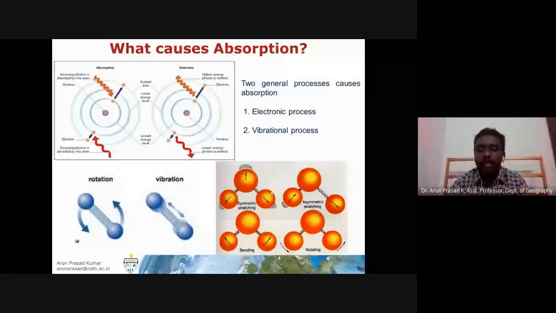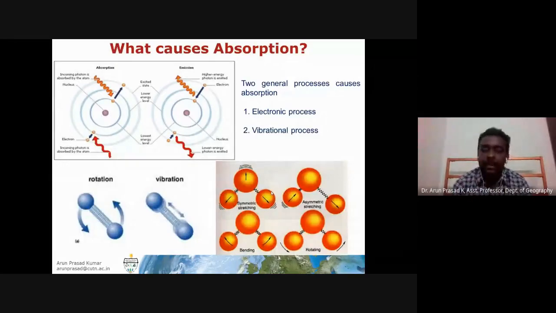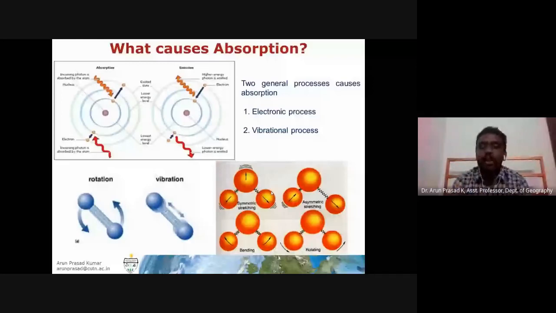All these processes can override one over the other, and this causes the absorption of some energy, because some amount of energy has been spent on this stretching, bending and rotating, right? Due to that, some energy has been lost by the photon which is incident on this particular atom at a particular wavelength. So that particular amount of energy has caused some absorption in the outgoing photon. This is what absorption does with the photon incident on it.